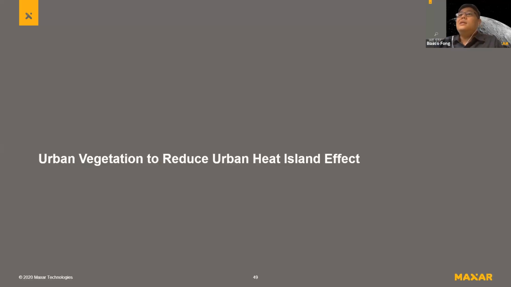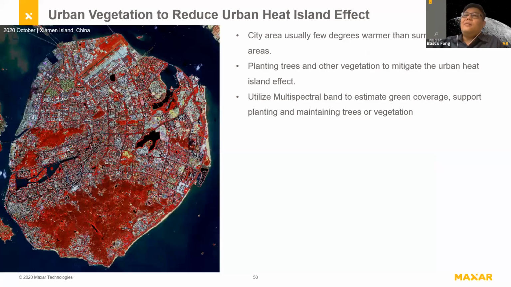Okay, so this is the last use case. This is for urban vegetation to reduce the urban heat island effect. As you may be aware, city areas usually are a few degrees warmer compared to the surrounding rural areas. This is because of the removal of natural land cover and the introduction of urban materials. Urban heat islands may contribute to climate change, because they increase the demand for air conditioning during heat waves.